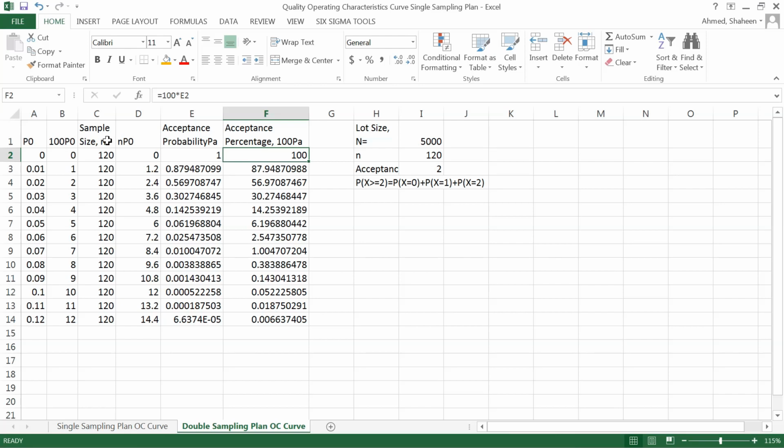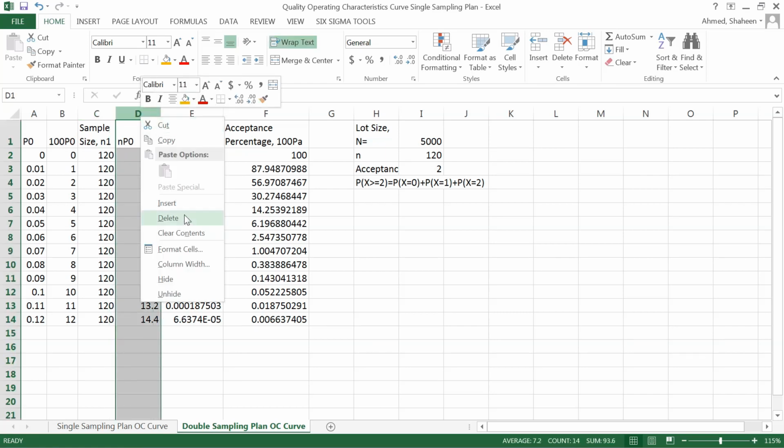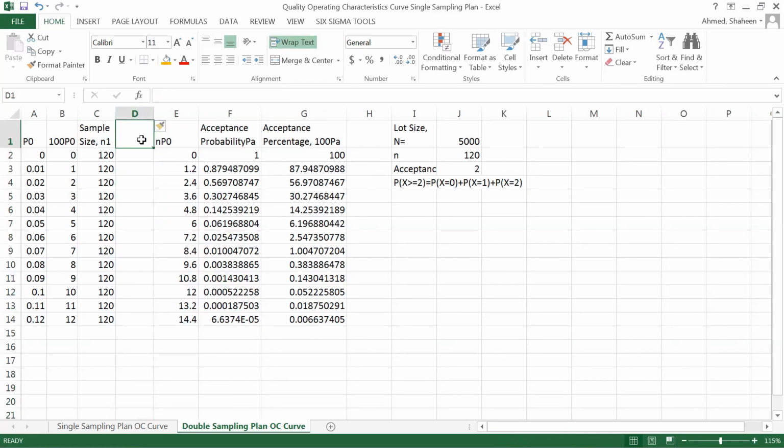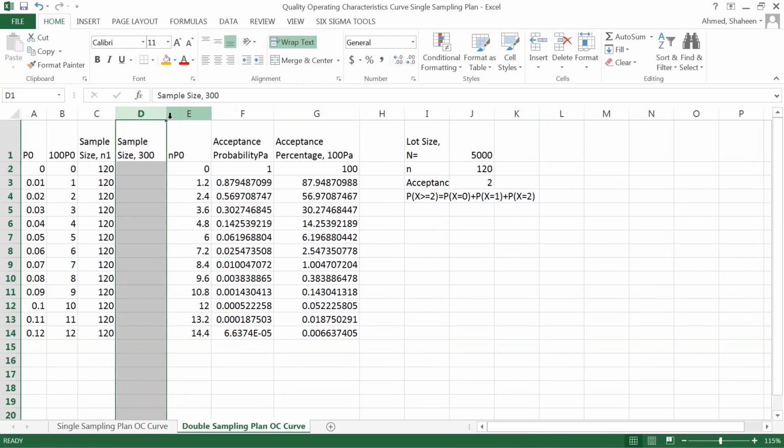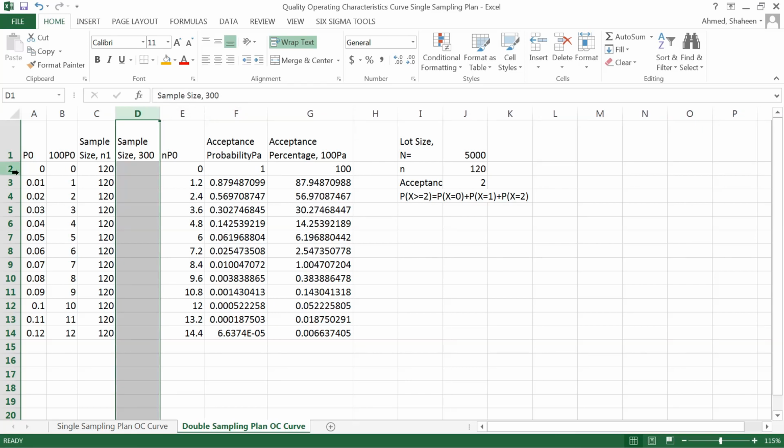Now let's imagine that this is our first sample, and then insert one more. In the second sample, typically people take a little bit more, almost twice. We'll see how to calculate this sample size later in the course. For now, just assume that it's about 300.